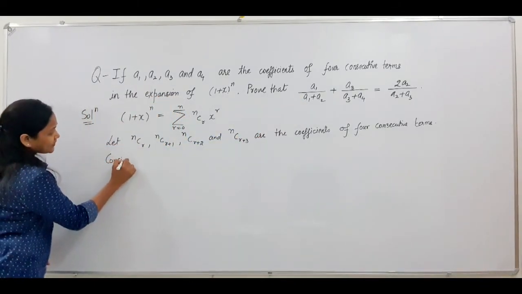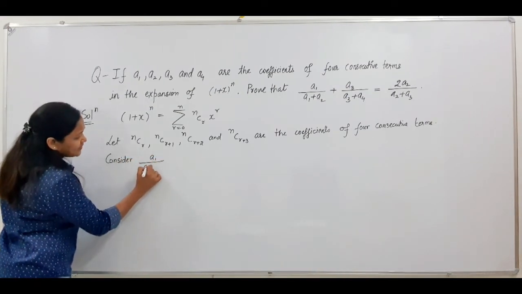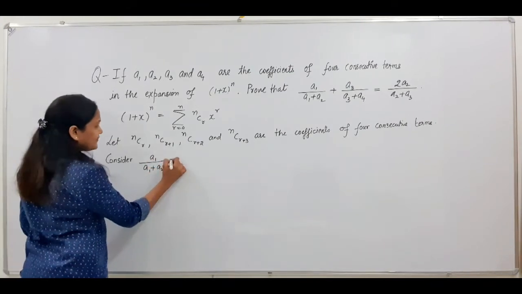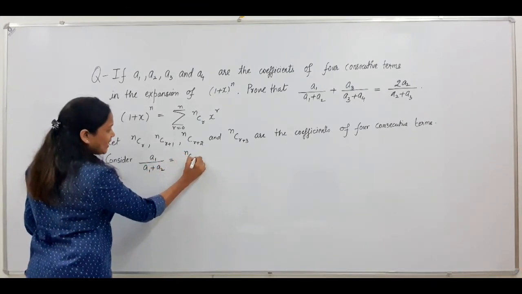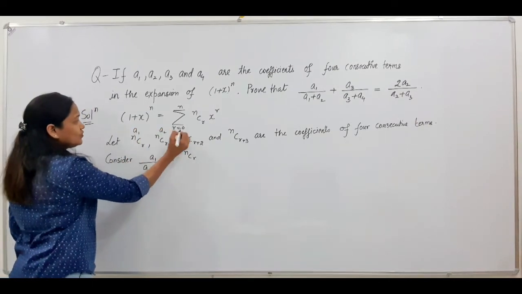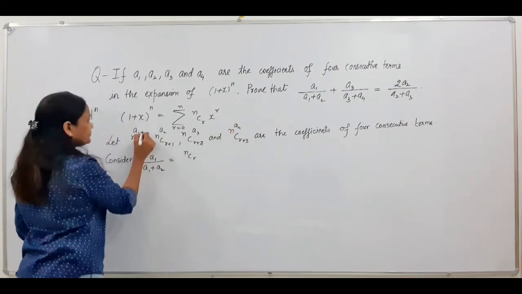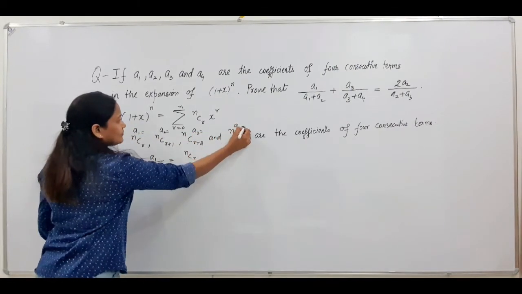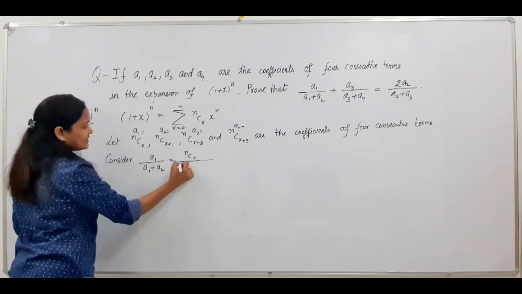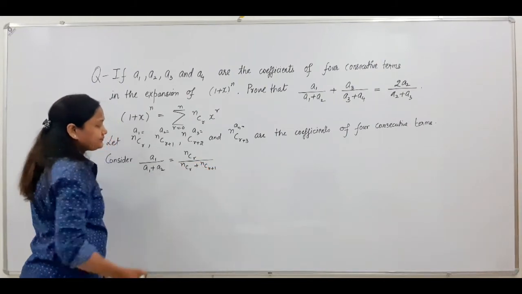First of all, consider A1 upon A1 plus A2. What is this? A1 is nCr. This is A1, this is A2, this is A3 and this is A4. What is A1? nCr. What is nCr plus nC(r plus 1)?